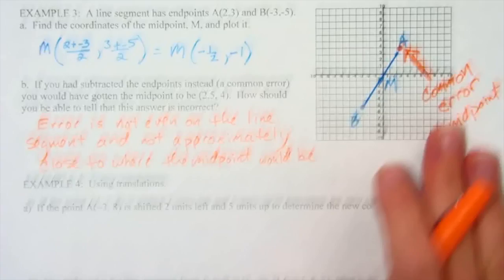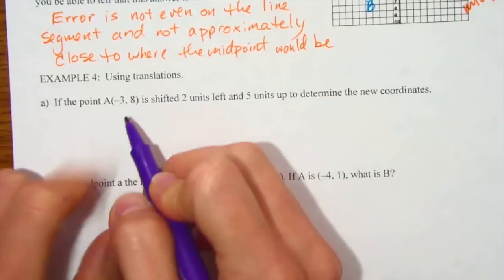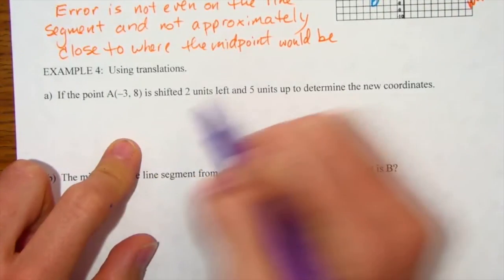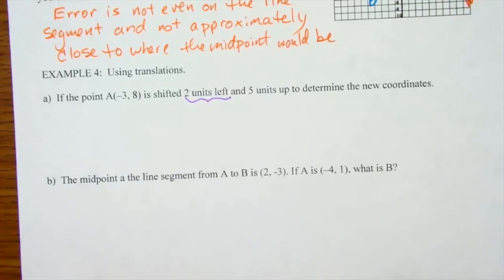All right, so last example for the day, we're going to be using translations. So a translation is just when you're moving a point, a segment, you can move a whole graph, right? You're moving it left, right, up, and down. That's a translation. So if we have this point A and we shift it 2 units left, what is changing, X or Y? All right, if you're going left, that's changing your X, right?